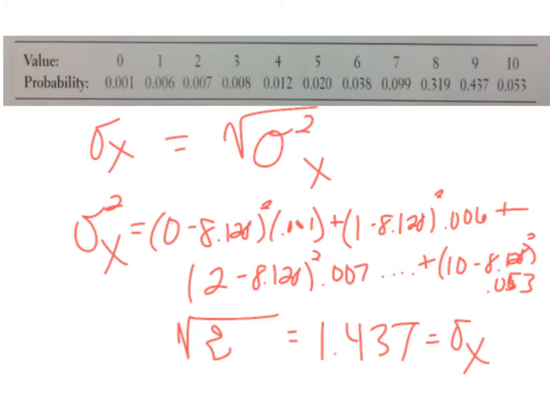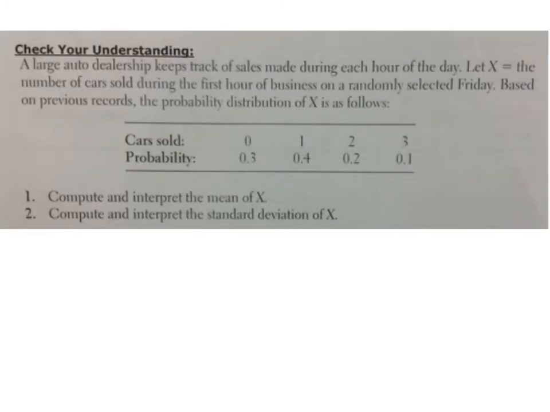We'll do a couple more quick examples. Looking at this one, a large auto dealership keeps track of sales made during each hour of the day. X equals the number of cars sold during the first hour of business on a randomly selected Friday. Based on previous records, the probability distribution of X is as follows. Compute and interpret the mean of X.